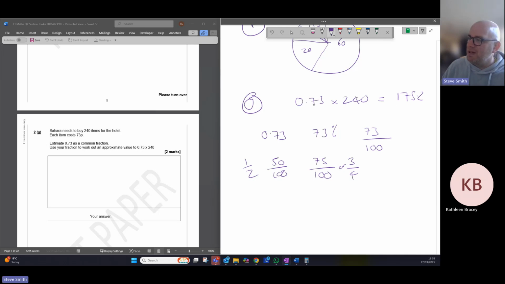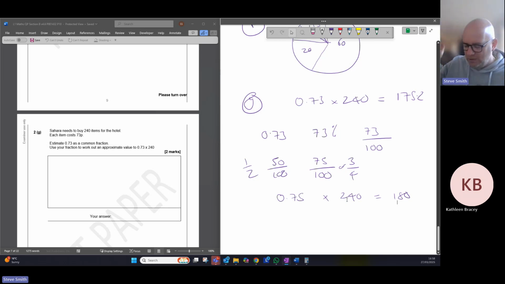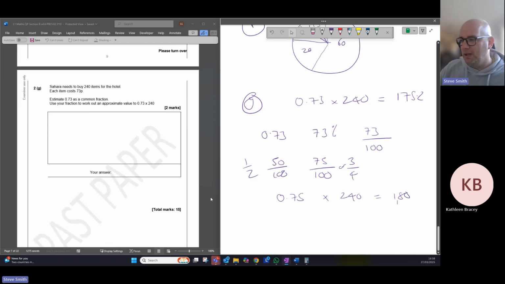So instead of timesing it by 0.73, we just multiply it by 0.75 because that's 3/4 times by 240. And again, you might be able to do that in your head, as in 3/4 of 24. Split 24 into 4 pieces in your head. That's 6 each piece, and then 6 times 3 is 18. Add a 0 on the end. Or you might think, I'm just going to work that on a calculator.